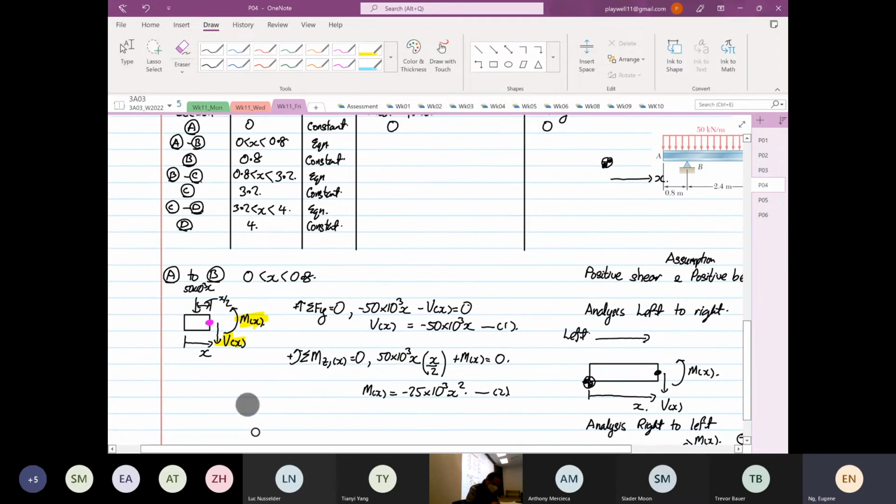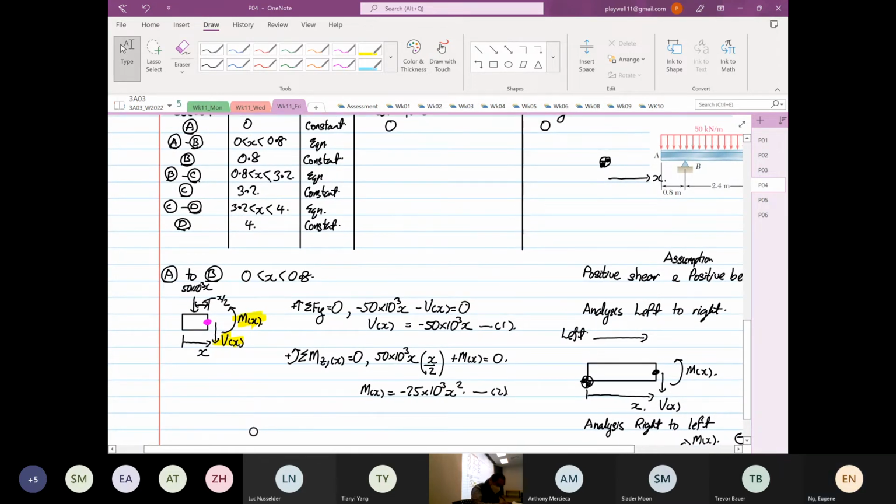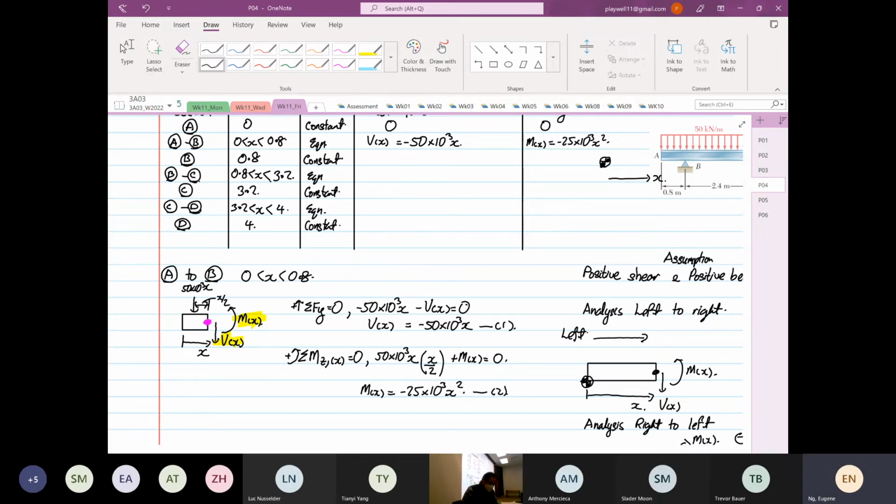Okay. So at the same time, you put onto your table b as a function of x. This is equal to minus 25 times 10 to the power 3 x squared. Minus 50. Sorry, looking at the wrong thing. And then we have moment x is equal to minus 25 times 10 to the power 3 x squared. Okay. So that is our one set of equation done.